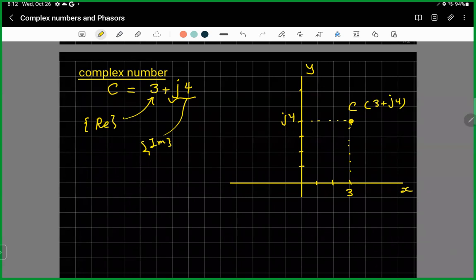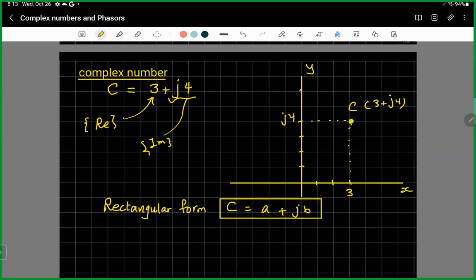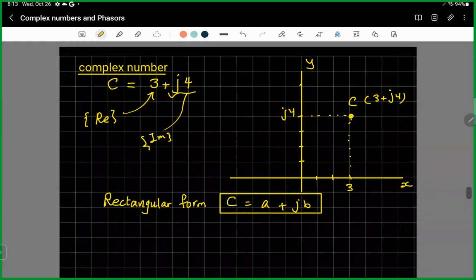It's the same thing that you did before, but we call the y-axis the imaginary axis. So that's 3 plus j4. We call this rectangular form. So let's learn the terminology. Rectangular form will be like C equal to 3 plus j4. In general, we write A plus jB. In this case, A is equal to 3 and B is equal to 4. Right? That's rectangular form.